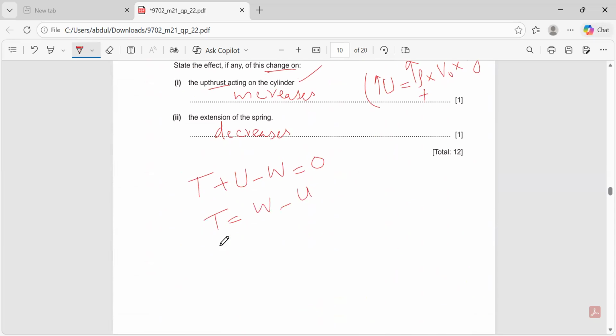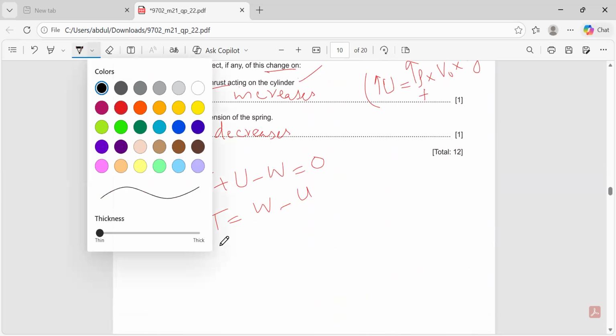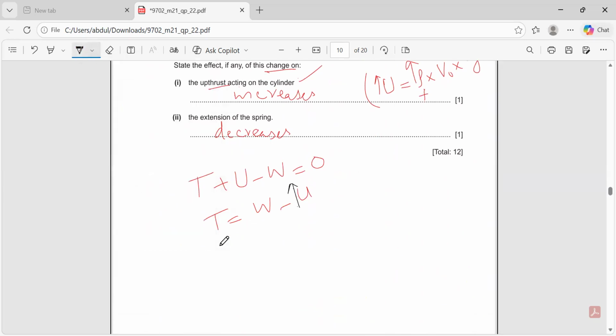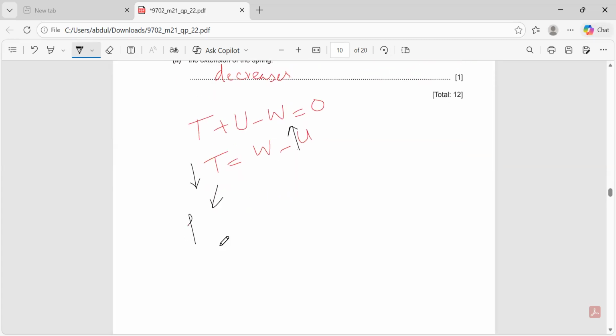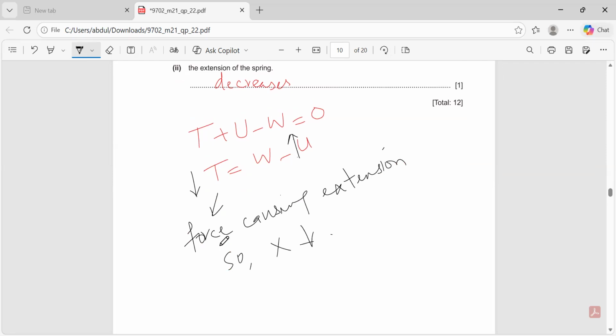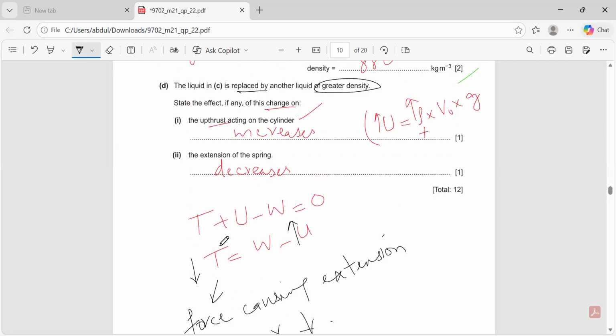Now, already in the upper portion we discussed that U is increased. So it means tension is decreased. Tension is the force which is causing extension. So extension will be decreased. This way you can write the answer. They did not ask you to explain, but I have written it. So if in your exam you are asked to explain it, you can go this way.